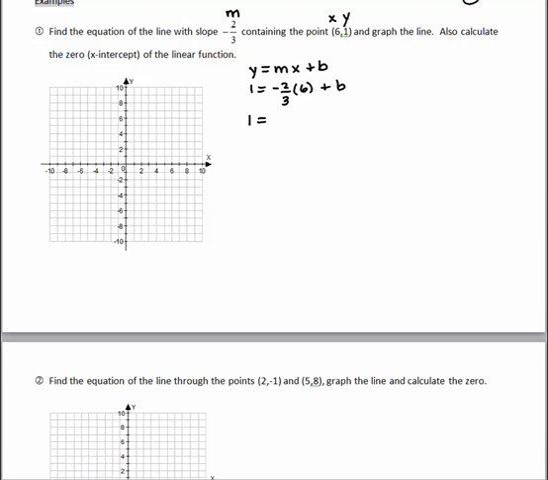1 equals negative 4. By the way, remember that with fraction arithmetic, if you're not wild about doing that by hand, you can always do it on your calculator. Plus b. Adding the 4 over gives me b equals 5. And so I know the equation of my line is y equals m, which we were told is negative 2/3, times x, plus the b value of 5.